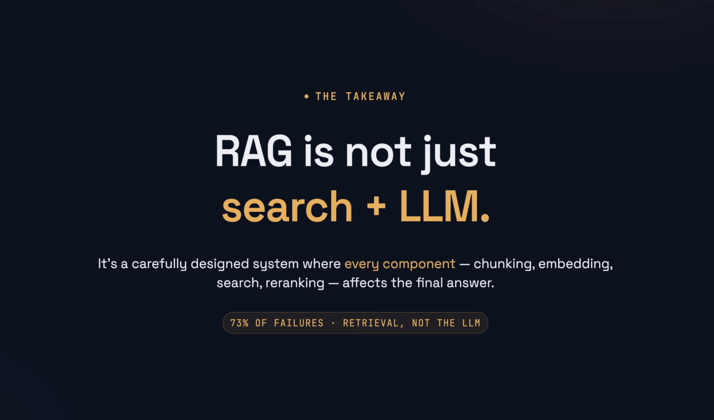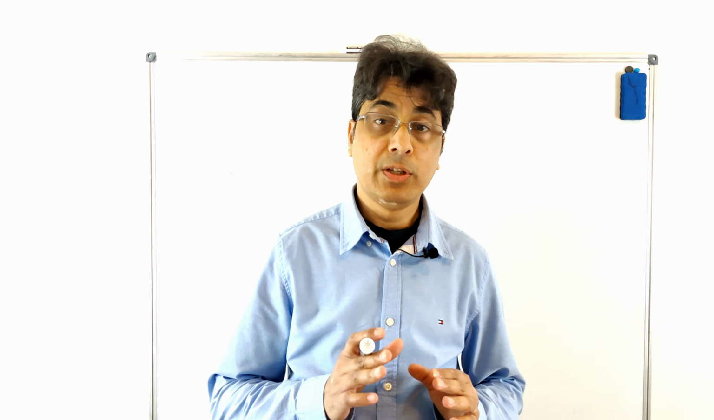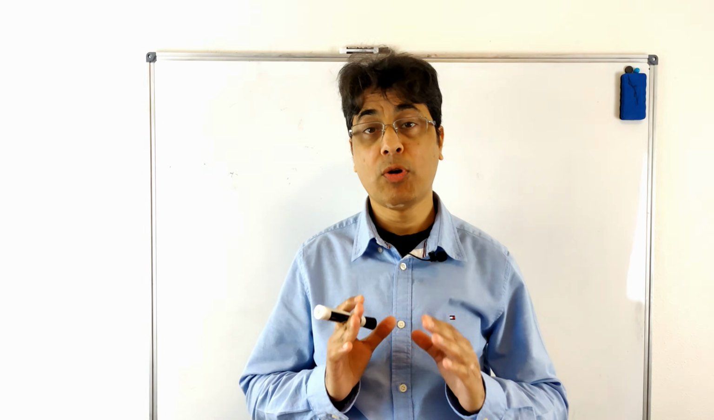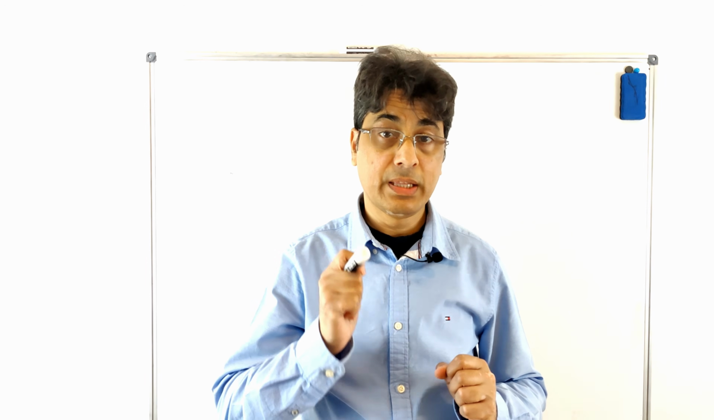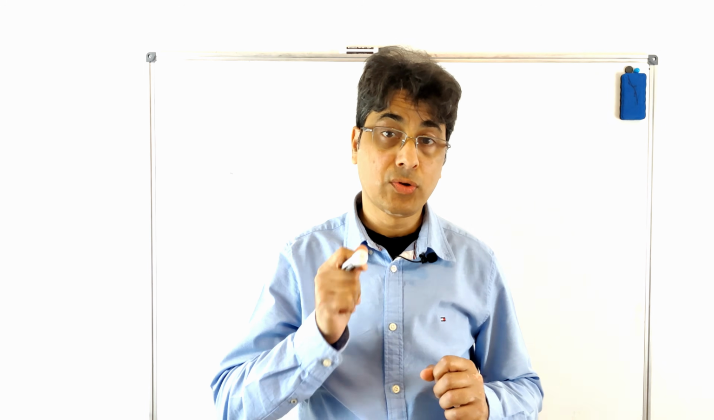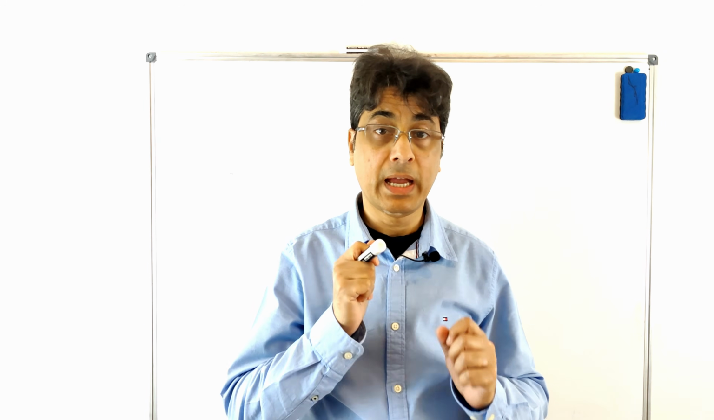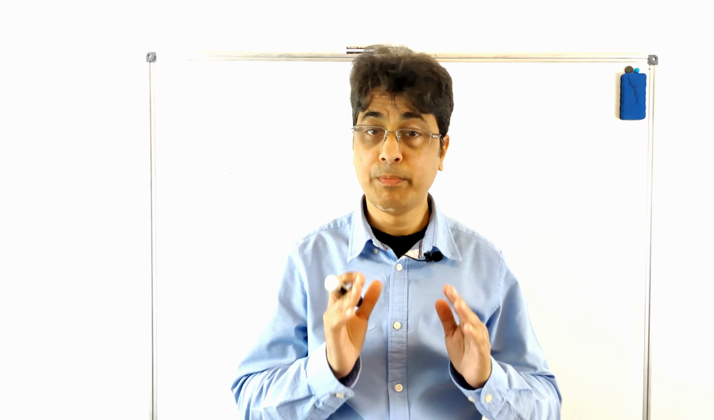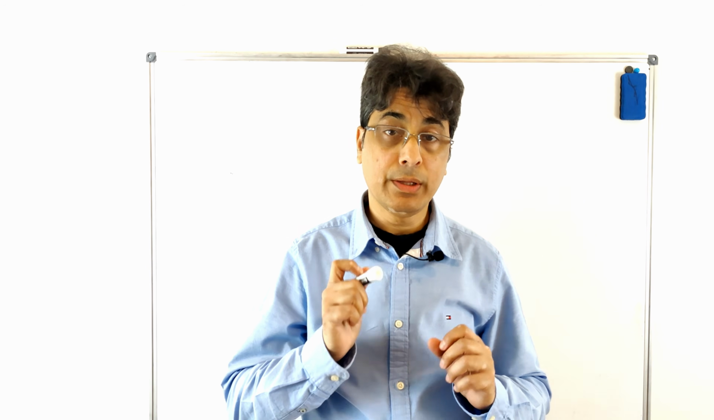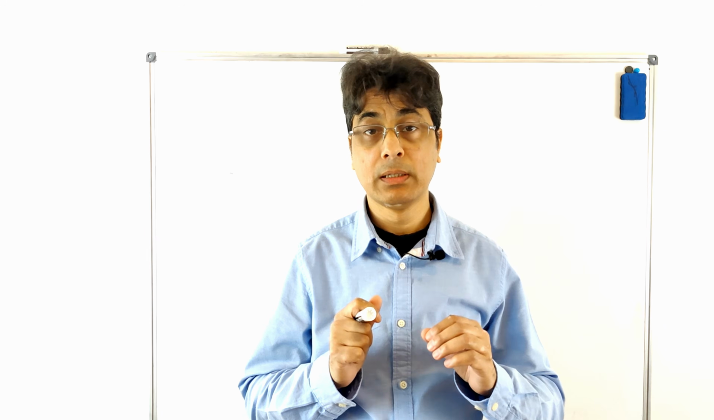So that is RAG from scratch. The key takeaway is RAG is not just search plus LLMs. It is a carefully designed system where every component, chunking, embedding, search strategy, re-ranking, affects the quality of the final answer. In our next video, we are going to tackle a topic that is directly connected: how to cut your LLM cost by 80%. Because RAG adds tokens to your prompt and those tokens cost money, we will look at 6 different techniques to bring down that cost, including some that directly build on what we learned today.